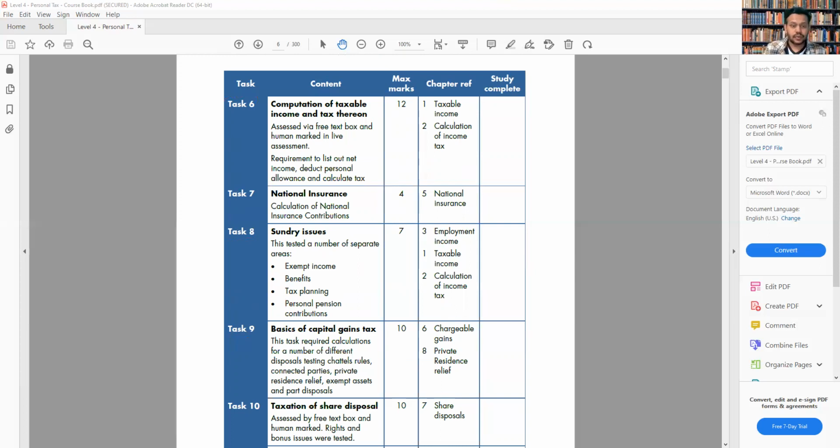Task number 7 will be very easy. That is national insurance. For the 4 marks, we'll definitely get these marks. There is no doubt about that, because there are only 2 rules we have to remember to get these 4 marks in the exam. Then you have task 8, that is sundry issues.